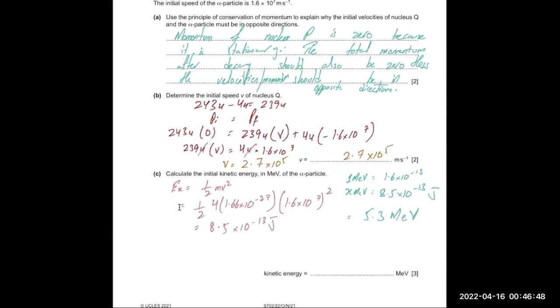Simple cross multiplication, unitary method. 8.5 divided by 1.6, 5.3125. So 5.3 mega electron volts. That's the kinetic energy. They may ask you to calculate the kinetic energy in electron volts as opposed to mega electron volts. In that case, this becomes 1.6 into 10 raised to the power minus 19 as opposed to minus 13. How did I get 1.66 into 10 raised to the power minus 27?